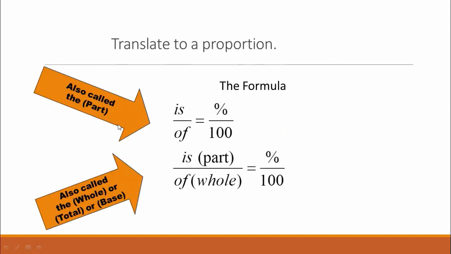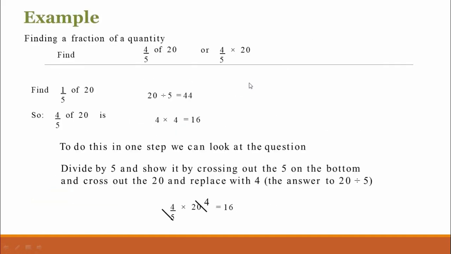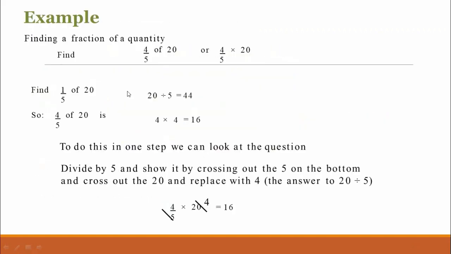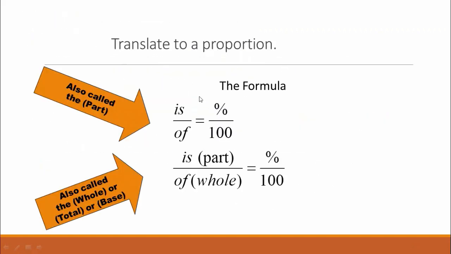Now, to translate the proportional, dear students, using the previous formula, as I have already told you: percentage can be found by part divided by whole multiplied by 100. So this formula can be written as percentage divided by 100 is equal to part divided by whole. So the translation of this formula can be written as is divided by of is equal to percentage divided by 100.